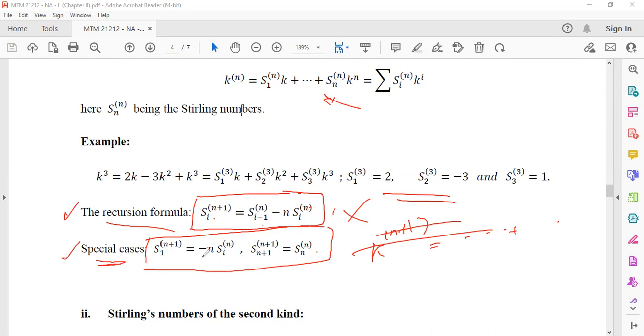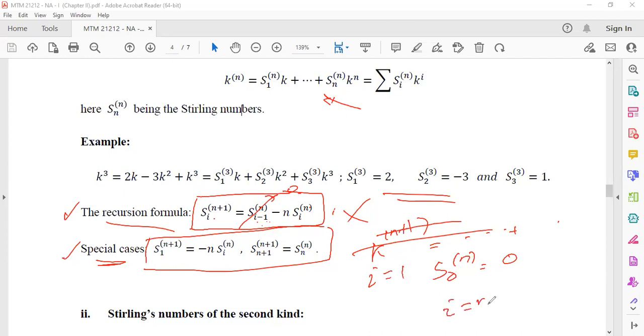So in some special cases, we have S(1, n+1), where you have to substitute i equal to 1. So it will be minus n S(1, n), because 1 minus 1 will be 0 now. S(0, n) will be 0. Okay. So in that case, that term will be gone, 0. So minus n S(1, n) only is coming.